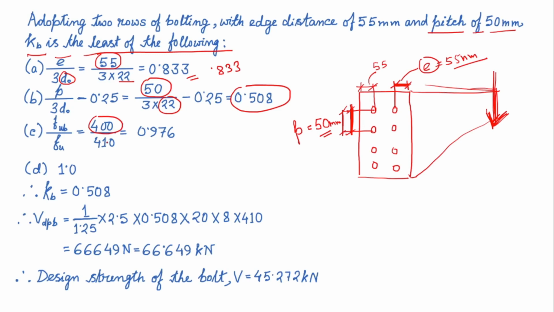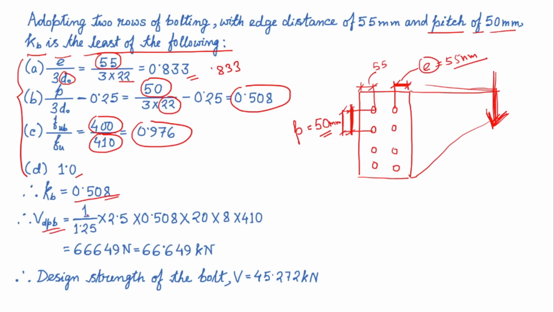Then fub by fu, ultimate strength of the bolt by ultimate strength of the plate, 400 by 410. Which is calculated as 0.976, and the last value is 1. So the smallest among these four values will be taken as KB, which is 0.508.